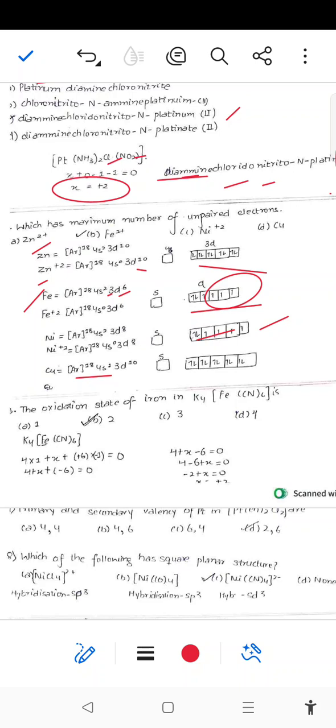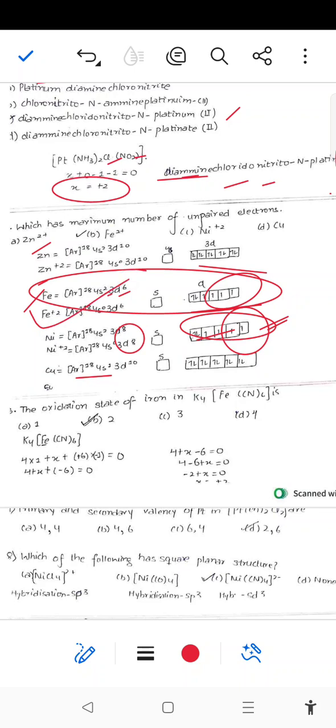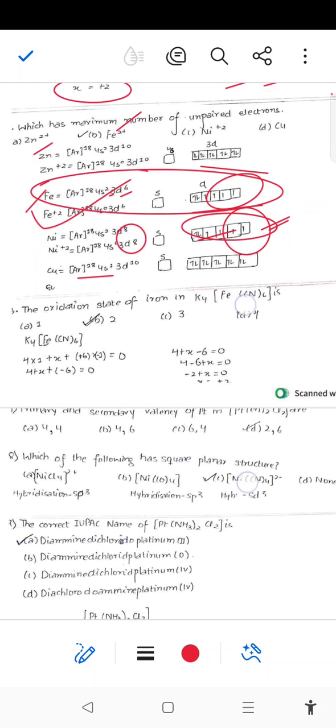so here there is a problem, nickel is 3d8, so only 2 unpaired electrons remain in it. So in the case of iron, there are 4 unpaired electrons, this is the right answer. So Fe2+ is the right answer.